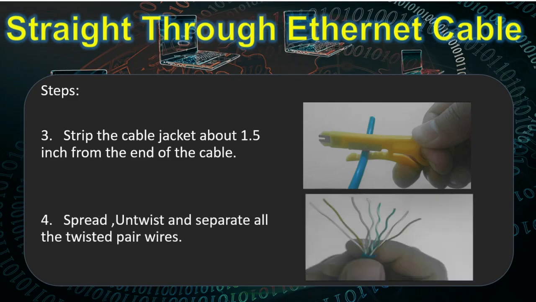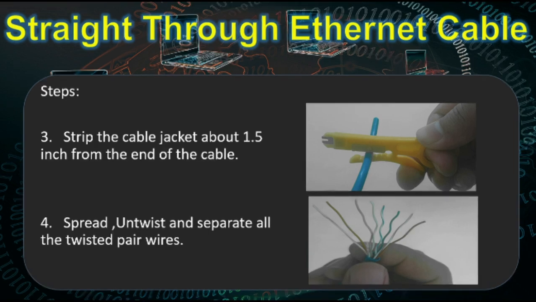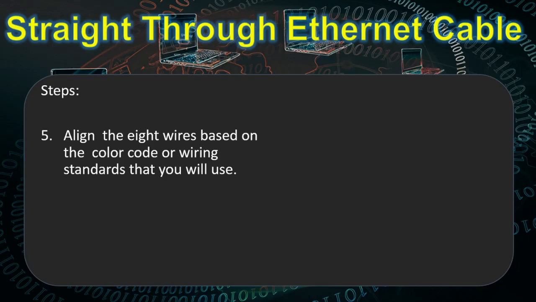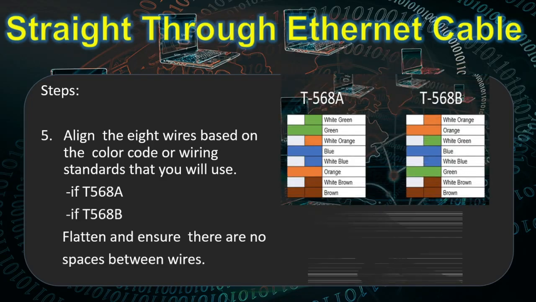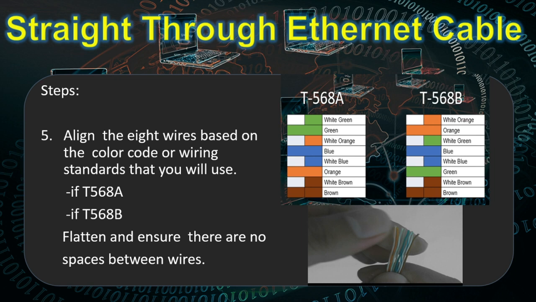Once you expose the inner wires, next step is spread, untwist and separate all the twisted pair wires. Make sure that they are free from any damage. Align the 8 wires based on the color code or wiring standards that you will use. If T568A or if T568B. For this presentation we will use T568B, flatten and ensure there are no spaces between wires.